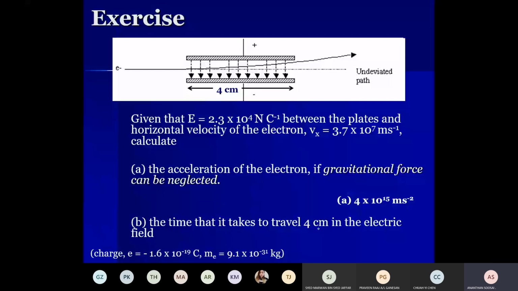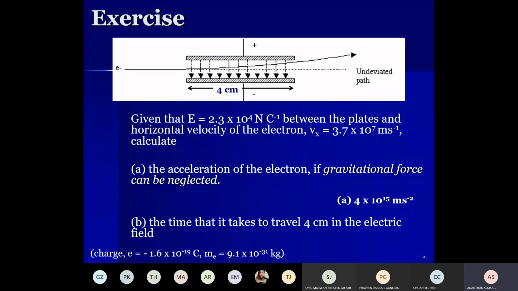Okay, next. Now I give you time again. 2 minutes for you. Use your projectile knowledge. Use your SUVAT formula. Get me the answer for this: the time that it takes to travel 4 centimeter in electric field horizontally. What is the time it takes to cross the plate 4 centimeter? Put vertical or horizontal. Gather your information.